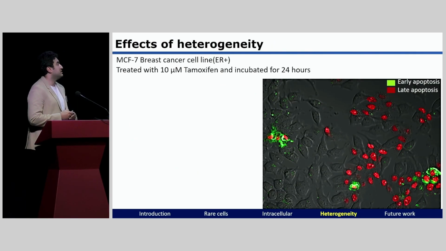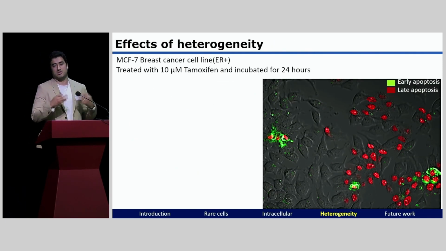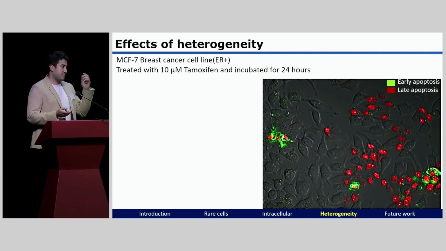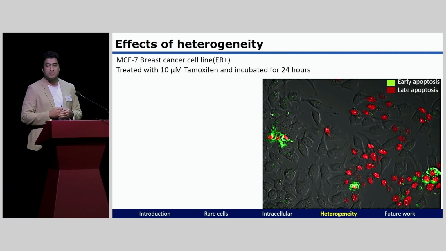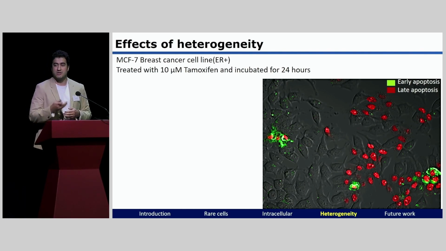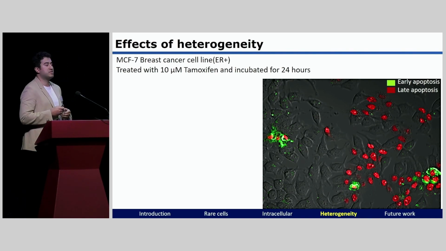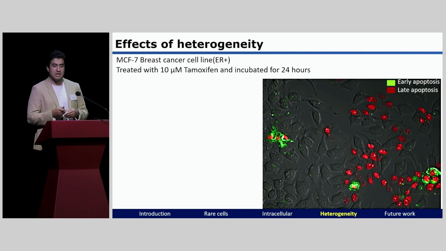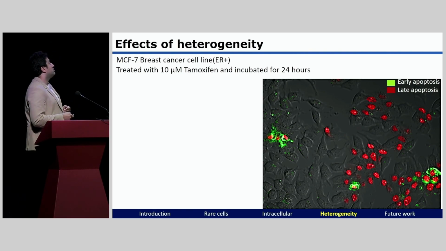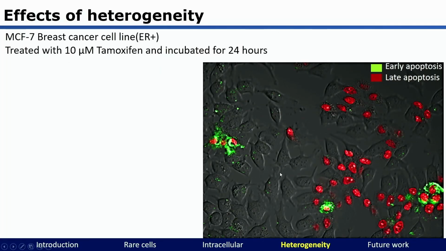So a simple experiment that I ask my students to do is to just work with a relatively stable cell line, like, for example, here, MCF7, so it's breast cancer cells that are ER positive, and then spike them with tamoxifen, an anti-cancer drug, and then stain for apoptosis. And as you can see, not all the cells are affected equally by the drug.